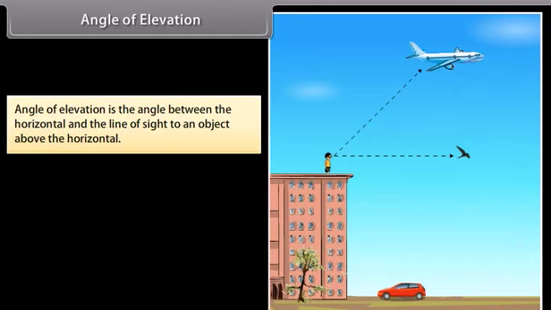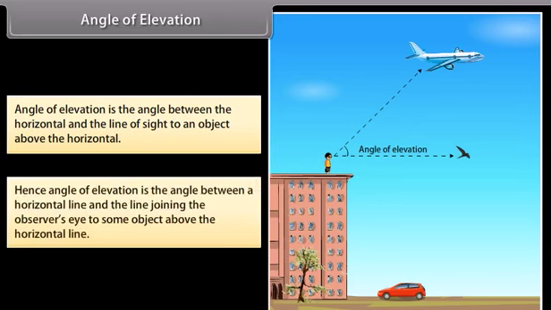The angle formed between the two lines is called the angle of elevation. Hence, angle of elevation is the angle between a horizontal line and the line joining the observer's eye to some object above the horizontal line.